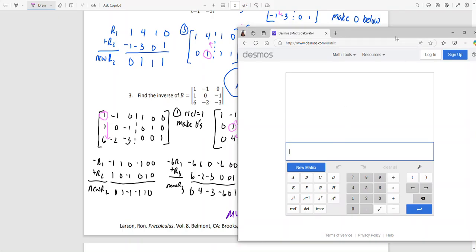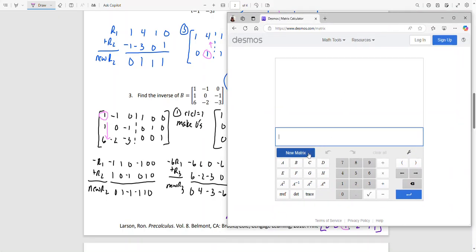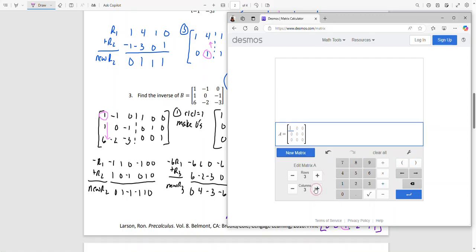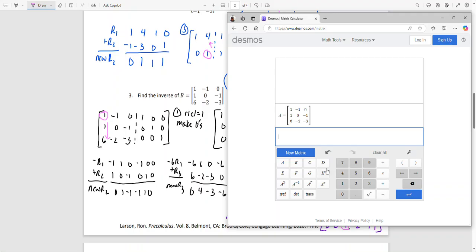So what we're going to do is learn how to use this matrix tool of Desmos. Desmos.com for all your math needs. So we're going to use tab. 1, negative 1, 0, 1, 0, negative 1, 6, negative 2, negative 3. And enter. That's our matrix. Now I'm going to take matrix A, and I want to find the inverse. And look, there it is. And that is so much easier than this.